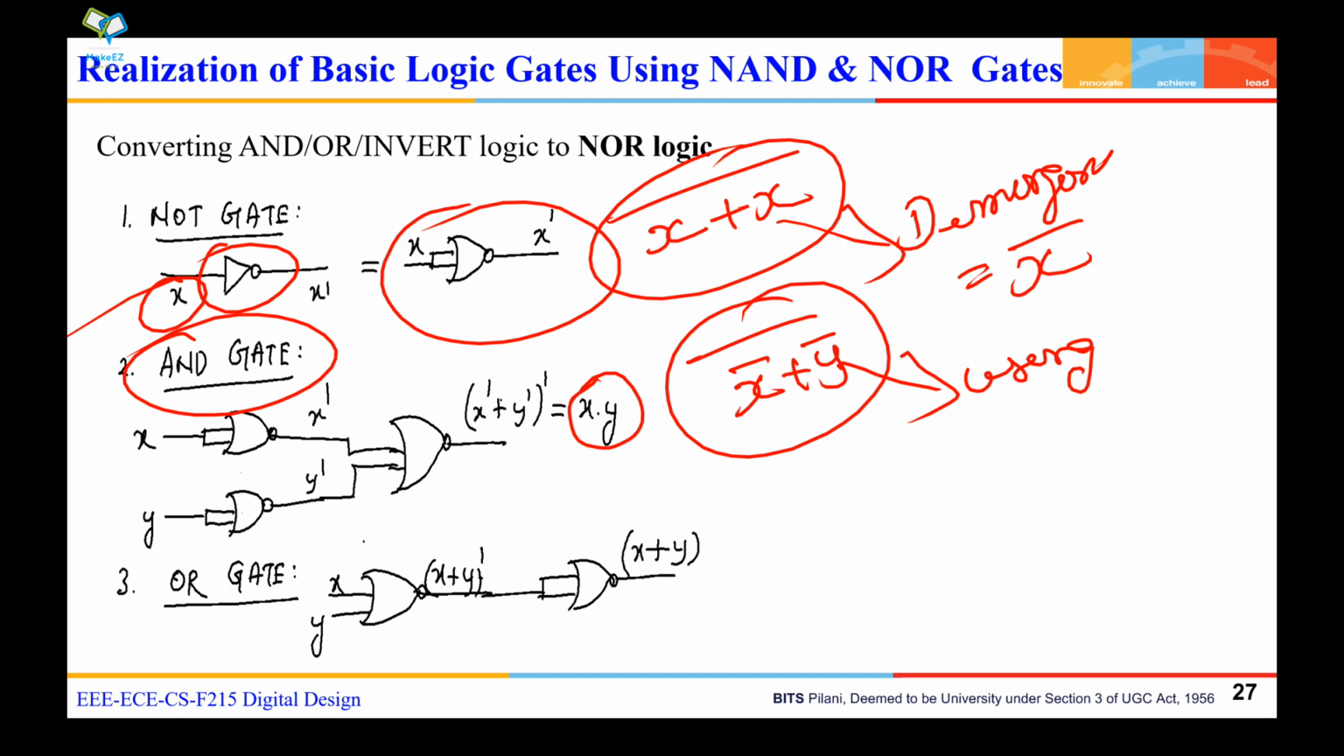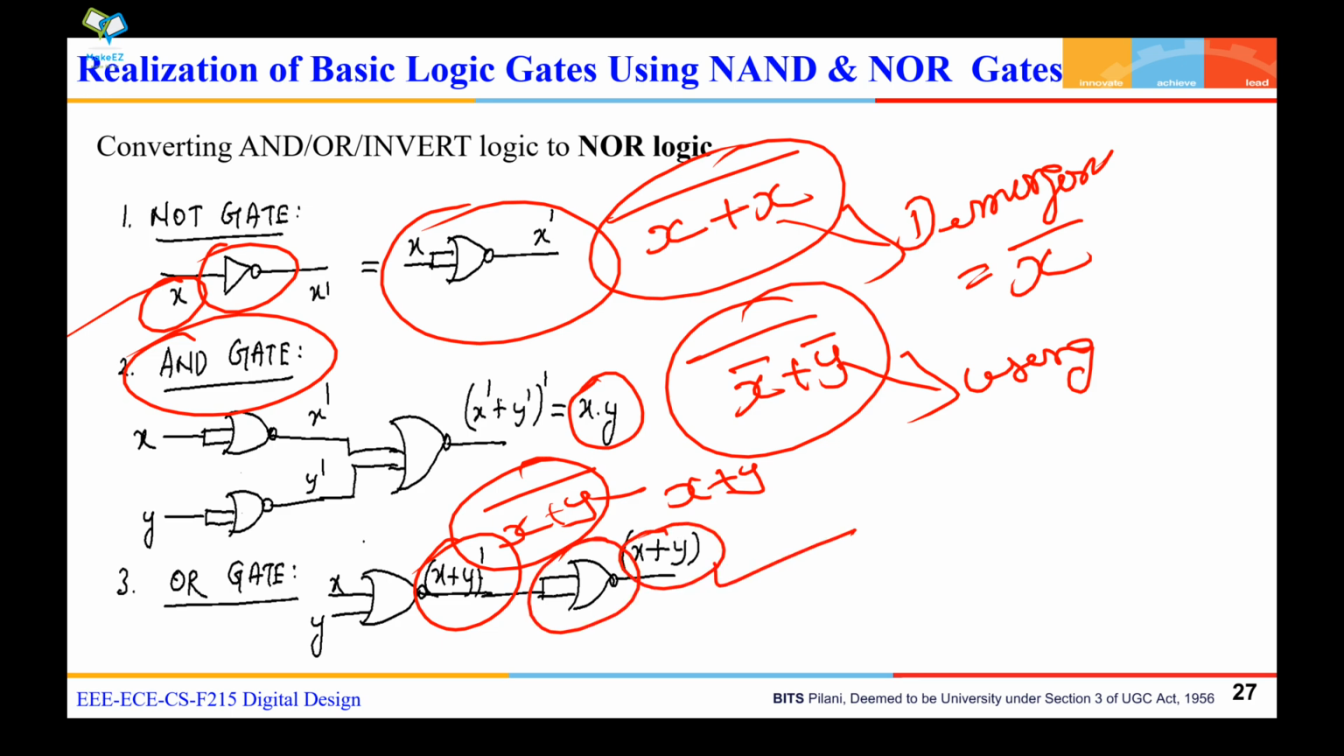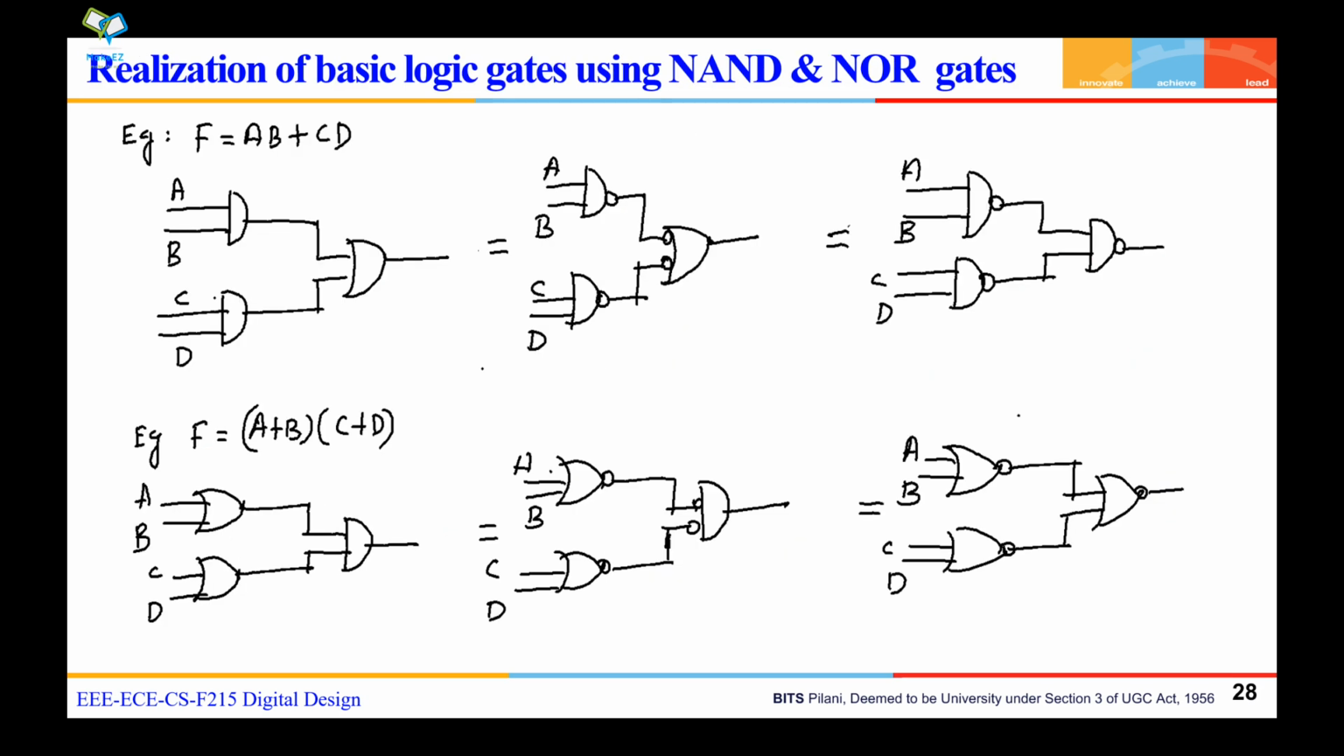Similarly, the OR gate can be implemented using the NOR gate. See, here you are going to get a NOR operation, right? So this NOR operation gives x plus y whole bar. Now if you pass this through a NOT gate, you get x plus y, yes or no? This is the NOT gate and you are going to get x plus y. So this is the realization of basic gates using universal gates. Which are universal gates? Universal gates are the NAND gate and the NOR gate.